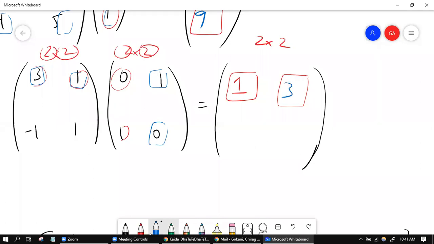That's 3. What is this element? Now you use the bottom row. Minus 1 times 0 is 0, plus 1 times 1. That's 1. What is the last element?